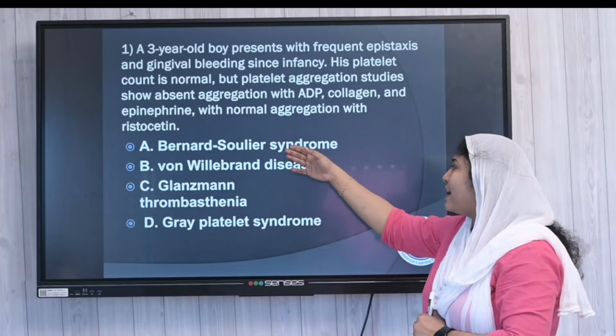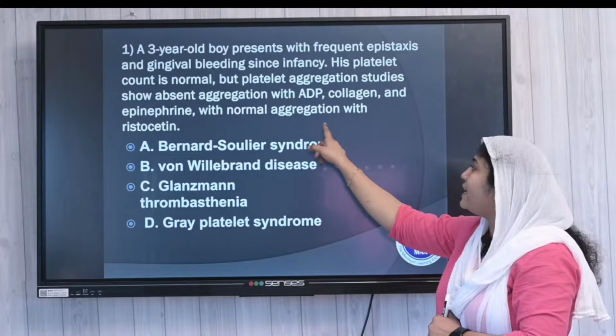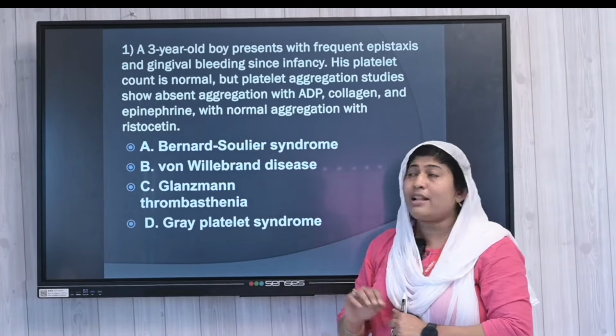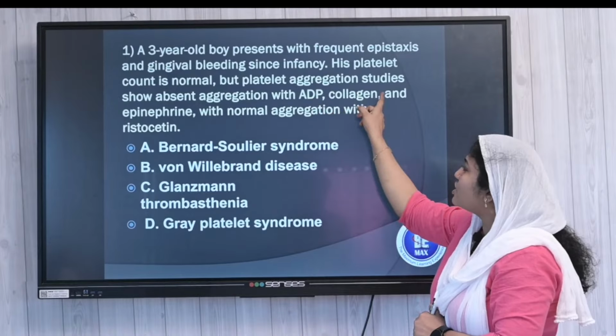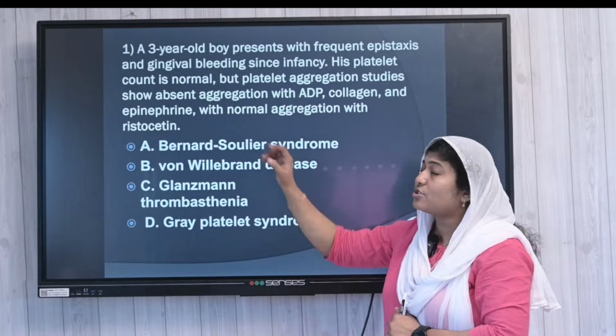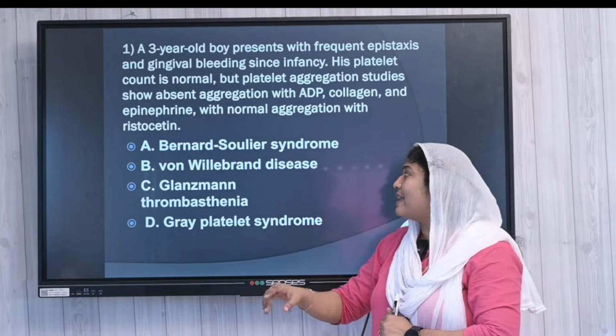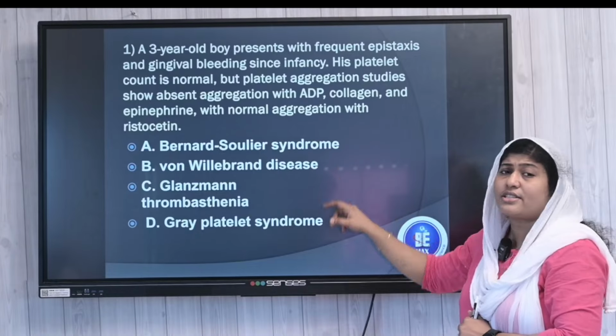But we can discuss the other option also. In case of Bernard-Soulier syndrome, only the ristocetin aggregation will be abnormal, others will be fine. See, here ADP, collagen and epinephrine show a normal pattern and the aggregation with ristocetin shows an abnormal pattern, which indicates Bernard-Soulier syndrome. So these two conditions are very important.